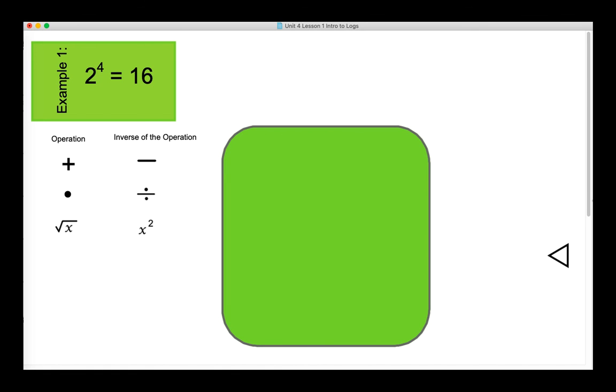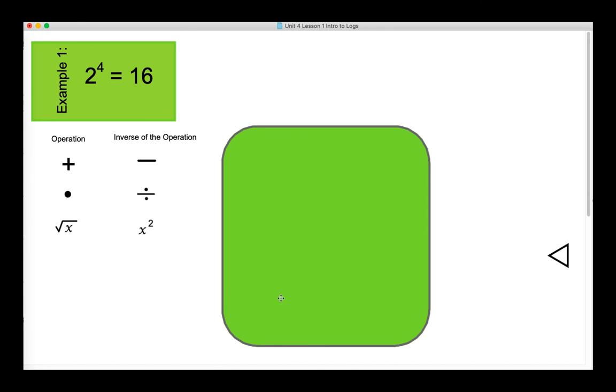All right, so let's start slow here. Let's look at an easy example. 2 to the 4th is 16. That's a fact. Now over here, I have my list of operations. We know that if we add, the inverse is subtract. If we multiply, the inverse is divide. If we take a square root, the inverse is squaring it, and vice versa.